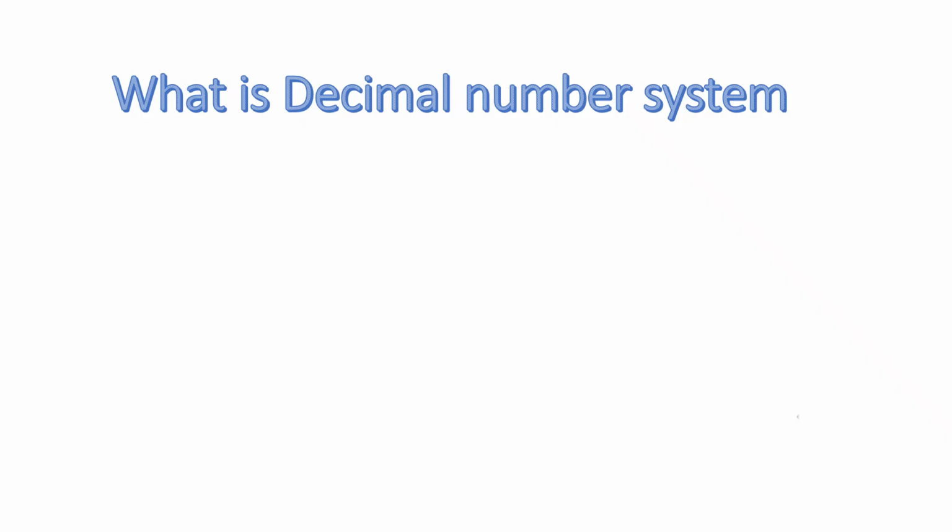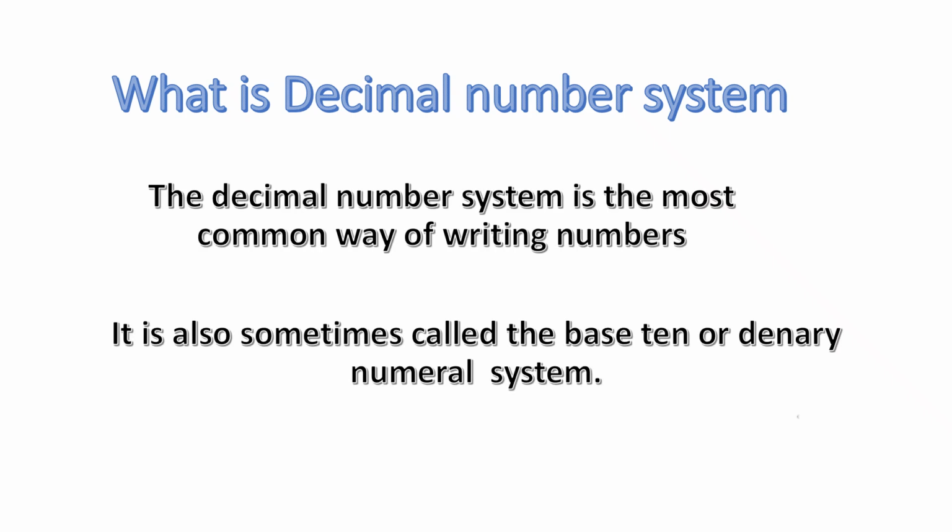So what is decimal number system? As I told you, it is the most common way of writing numbers. And sometimes it is also called base 10 number system or denary numeral system. Commonly we call it decimal number system, but anywhere if you see these terms like base 10 number system or denary numeral system, then you will understand that we are talking about decimal number system.